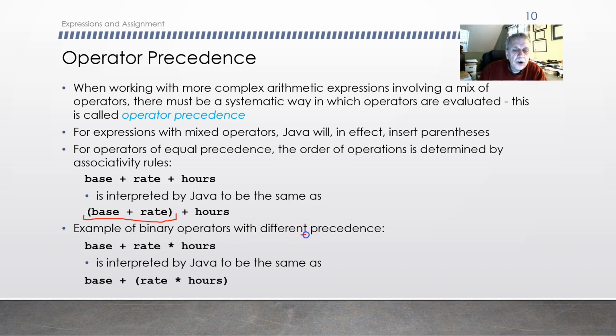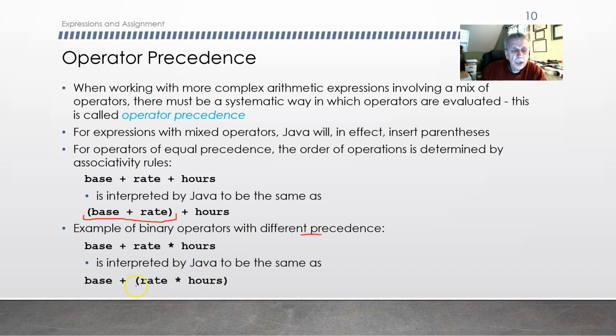What happens when we have different precedence? This is where it gets interesting. So we have base plus rate times hours. It doesn't simply go left to right and say, let's add base and rate and then multiply by hours. That would be incorrect, because remember, the arithmetic operators say that the multiplication should be evaluated before we evaluate the addition. So this is how Java would handle it.